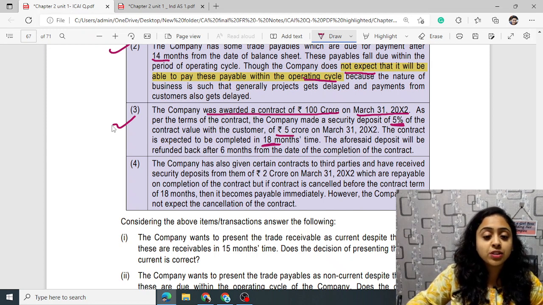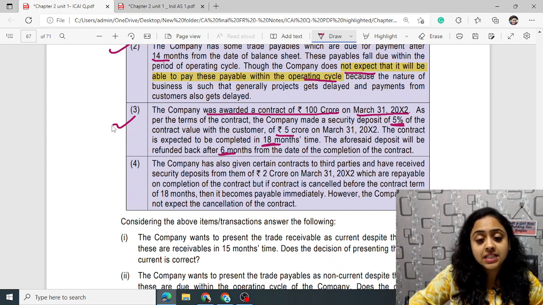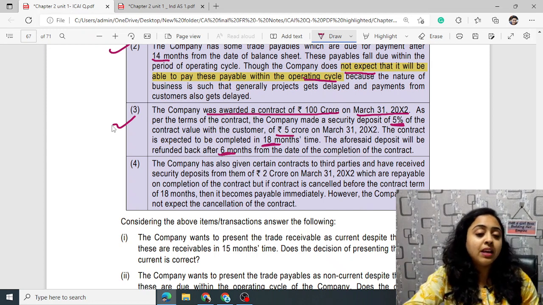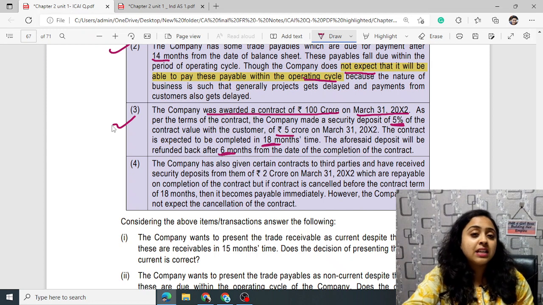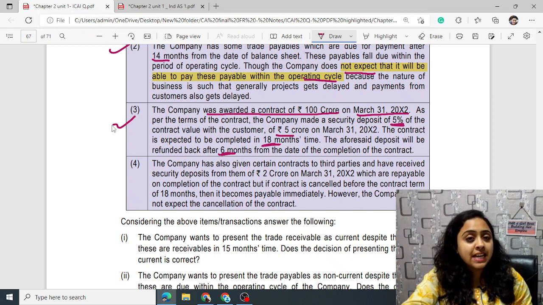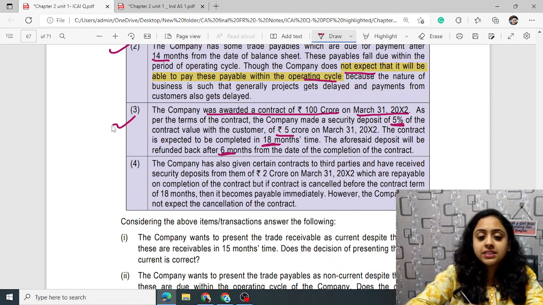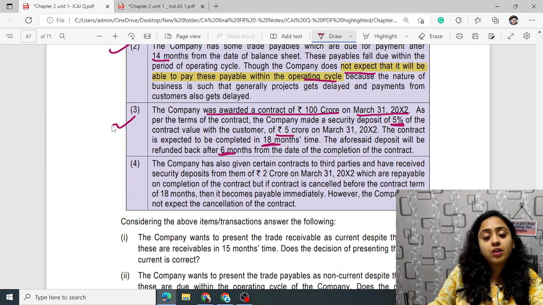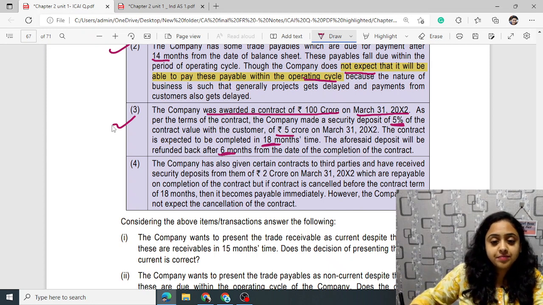The aforesaid deposit will be refunded after 6 months from the date of completion of the contract. You have to see whether it will be converted into cash within 12 months or within the operating cycle from the reporting date. So if it will be refunded after 6 months, that is within the operating cycle. If yes, then current.